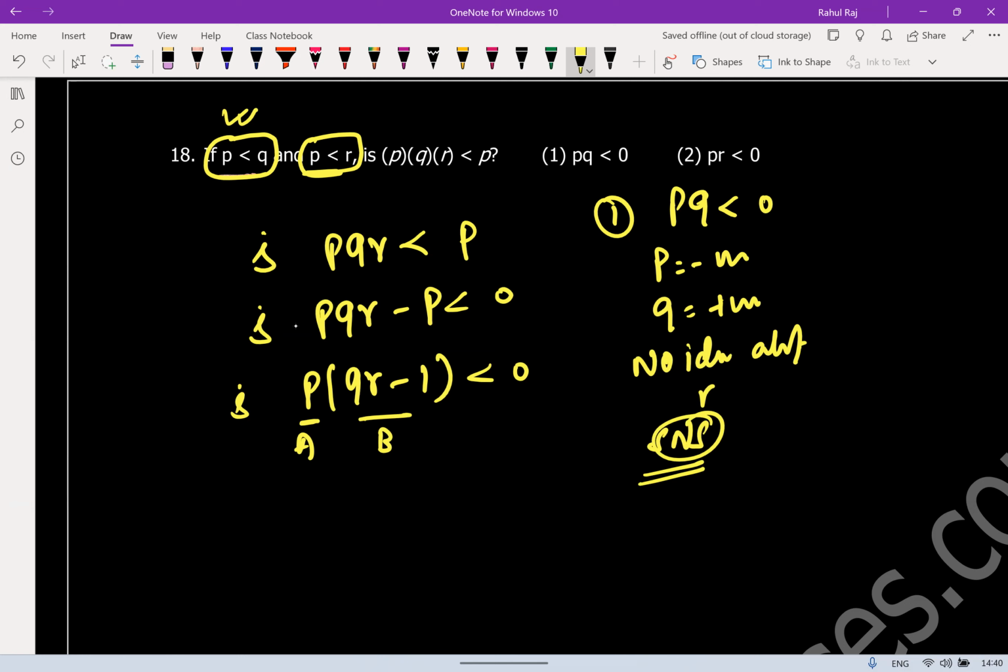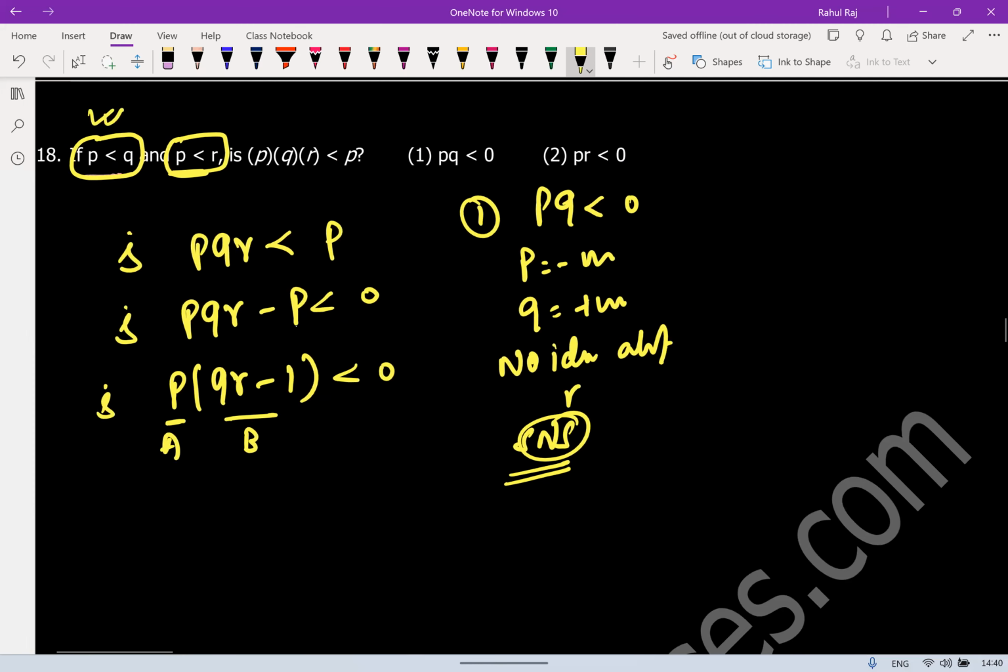Because I have no idea about R. I just know that P is negative. I know Q is positive. I don't know the value of R. If I don't know the sign of R, you can easily create a yes and no situation. That's all. Please ensure that you do create a yes and no situation.